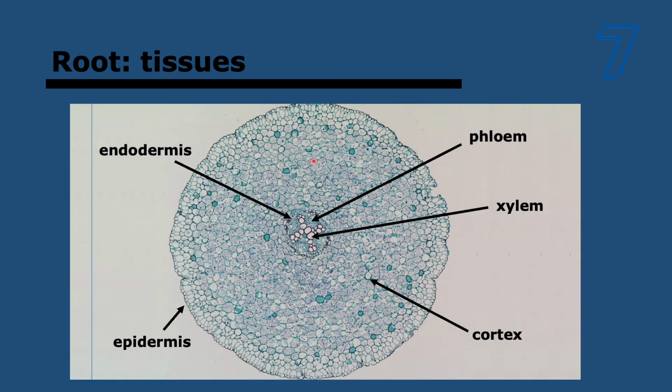Again, then everything else is the cortex. And then you have the epidermis and endodermis. So the endodermis is the circle that surrounds the xylem and phloem. So again, just look at this for a while, memorize it. Should be quite simple. Now, for higher level.